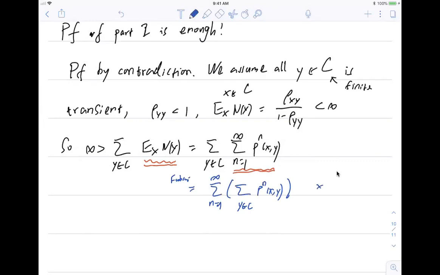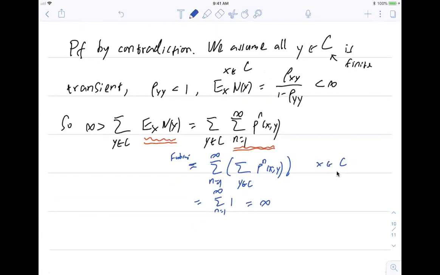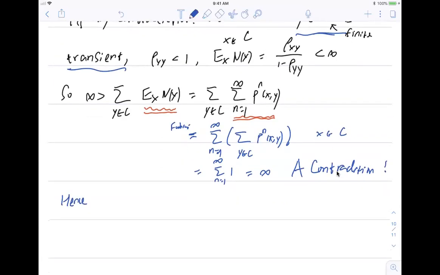We choose x in C, so y is definitely in C, since it's closed. If you sum up over all y, this should get 1, so this is infinite. That's not right. Contradiction. So this is wrong, and hence there exists at least one recurrent state.